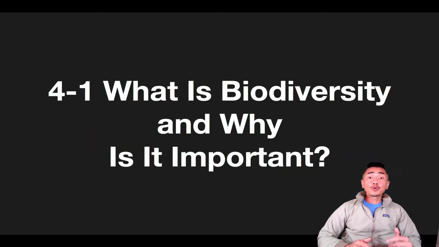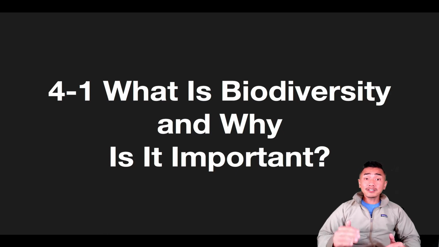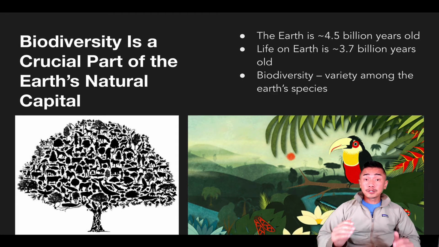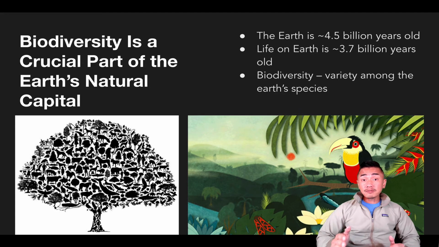In section 4.1, we're going to talk about what diversity is and what makes it important. The Earth is 4.5 billion years old, and life has been around for 3.7 billion years of it. During that time, lots of different life forms have evolved, creating what we call biodiversity, which is the variety of life.